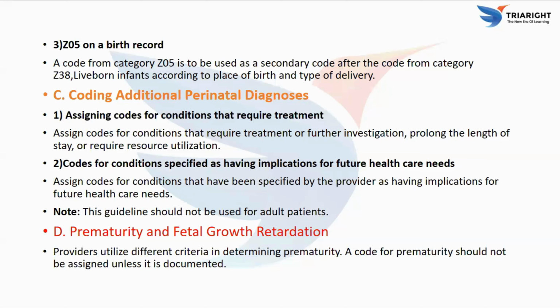For example, a baby is born in the hospital by vaginal delivery. The baby is evaluated for possible sepsis, but it is ruled out. So you have to assign two codes. Z38.00, which describes liveborn in hospital, vaginal delivery, which is the primary code. And the secondary code is Z05.1, which describes observation for sepsis ruled out, which is a secondary code.